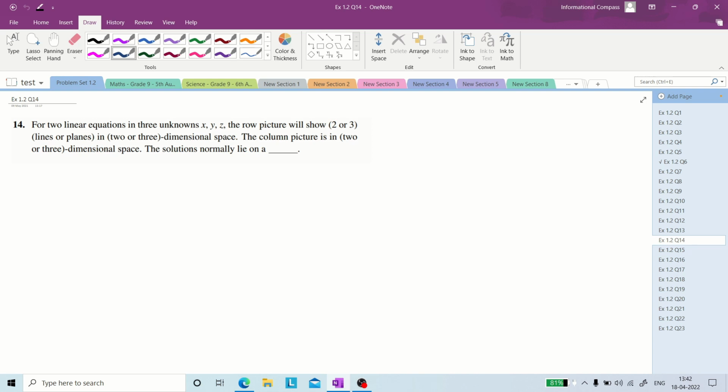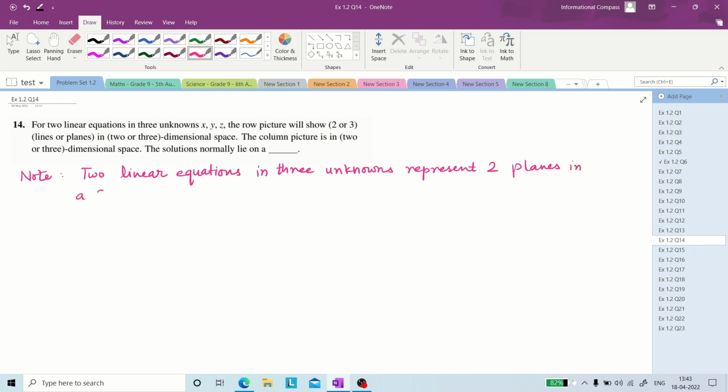So we know that two linear equations in 3 unknowns represent 2 planes in a 3D space. That's for sure. Please remember this point. I'll write it down as a note. Two linear equations, please remember this. This will be helpful for your competitive exams as well. Two linear equations in 3 unknowns represent 2 planes in a 3D space.